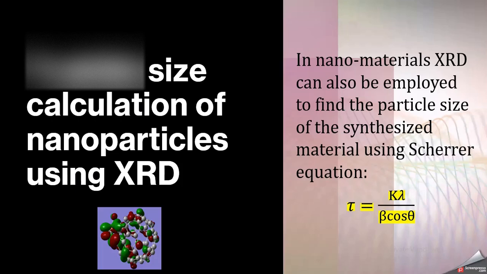Hello students, in this video we are going to see how we can calculate the particle size of nanoparticles using your XRD data. For this purpose we use an equation called the Scherrer equation, which is tau equals K lambda divided by beta cos theta. We are going to see what these parameters are and how we can obtain them through your XRD spectrum.